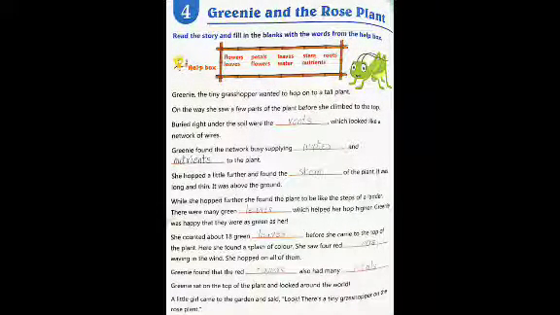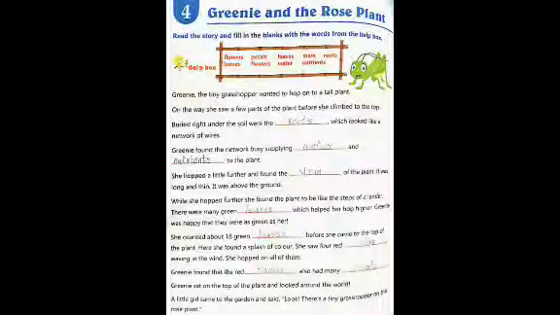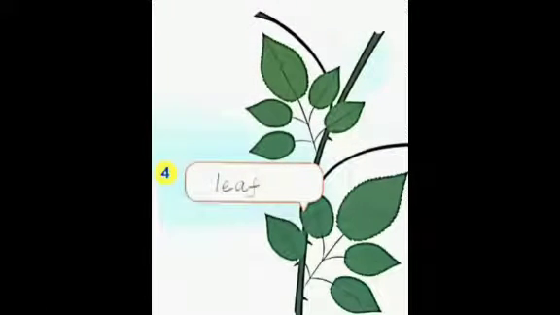Then she hopped a little further and found the stem of a plant. It was long and thin. It was above the ground. While she hopped further, she found the plant to be like the steps of a ladder. There were many green leaves which helped her hop higher. Greenie was happy that they were as green as her.